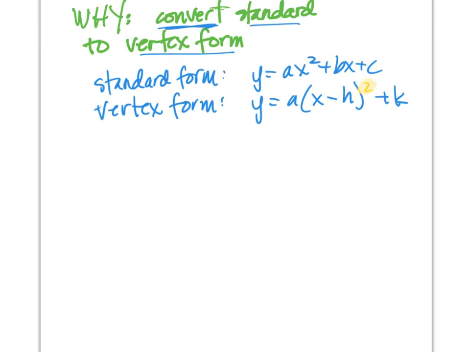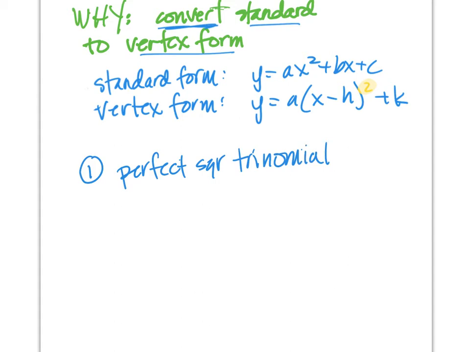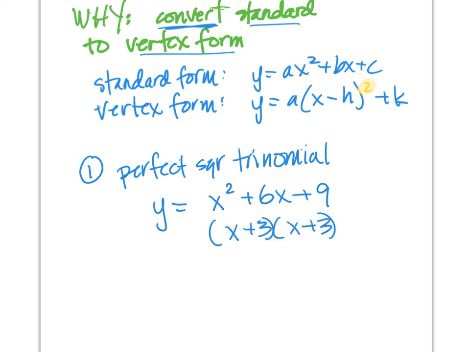Let's call this example number 1. What we are going to be doing is taking a look at a perfect square trinomial. So if I have y is equal to x squared plus 6x plus 9, how does this factor? What multiplies to get a 9 and adds up to a 6? It would be x plus 3 and x plus 3.